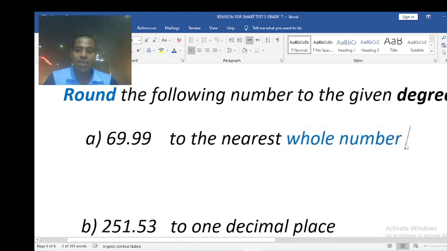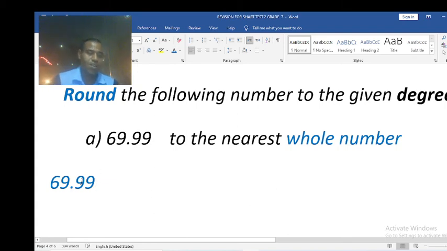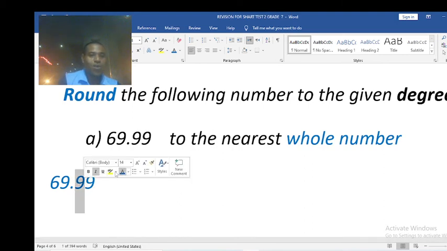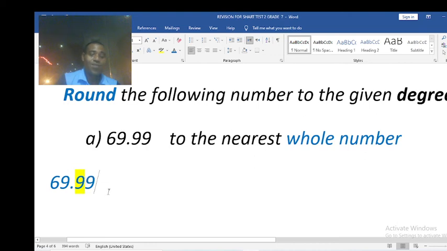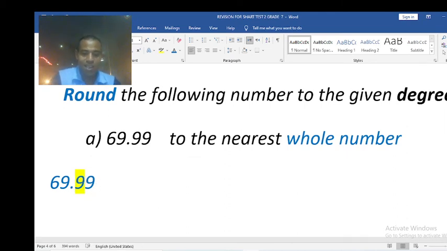So you can see this one, learners, 69.99 to a whole number. I will work with the first digit after the decimal point, the first place, in the tenths column, which is 9. So 9 is more than 5. I should add 1 to this one, and no need to write this again. So this one rounded to a whole number is exactly 70. The correct answer is 70. Clear?